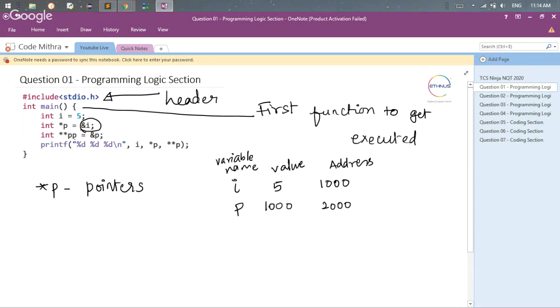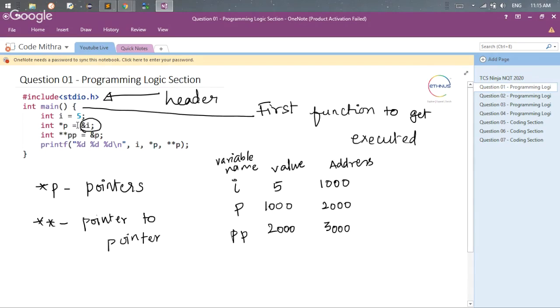Now the next thing they are saying is star star PP is going to store the address of P. The moment you see star star, it means pointer to a pointer. So PP is going to store the address of P, and let's say the address of PP is 3000. Now, where am I getting 1000, 2000 and 3000 from? These are all arbitrary values, just an assumption. It could be any address, but that doesn't matter here.